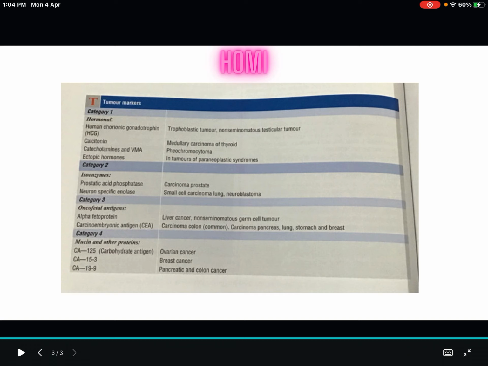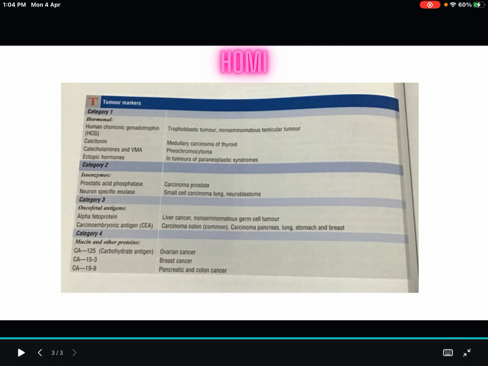For hormonal: human chorionic gonadotrophin (HCG), calcitonin, catecholamines and vanillyl mandelic acid, and ectopic hormones. HCG will come under trophoblastic tumor, non-seminomatous testicular tumor, etc. I think this part is not that necessary; just remember 1 or 2 things, like which tumor marker is for which tumor.